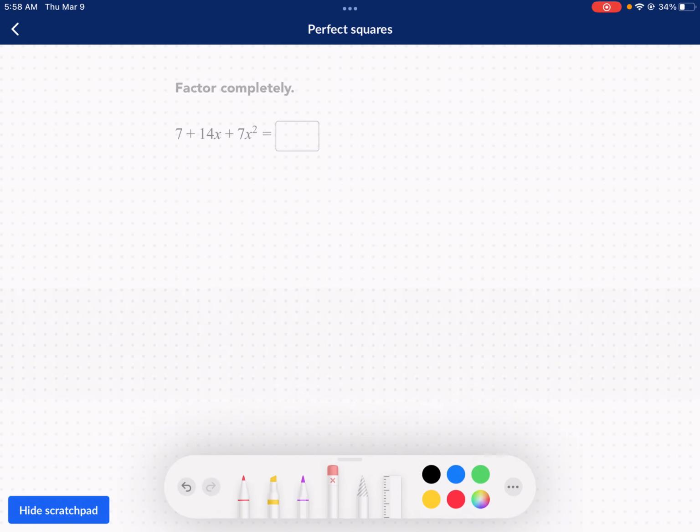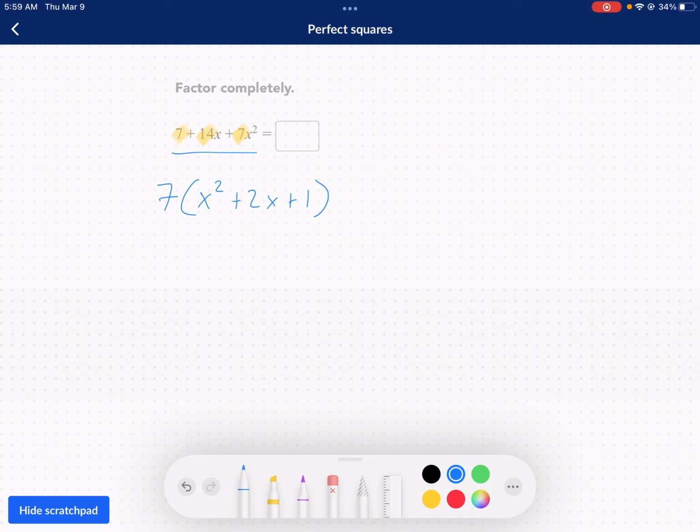All right, this one's a little bit easier, it looks like. And check this out. There's a common factor between all these: 7, 14, 7. Let's make our lives easier. Let's divide everything by 7. Let's factor out the 7. So we have the x squared first, 2x, and then plus 1.